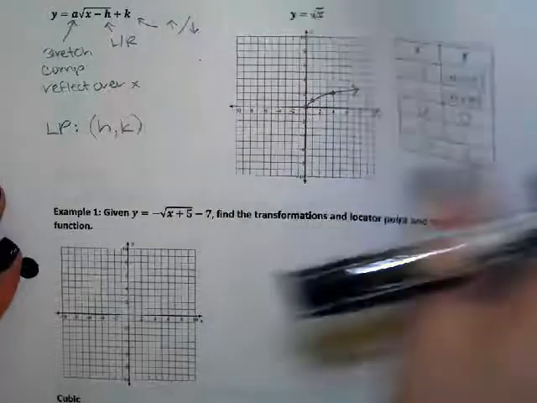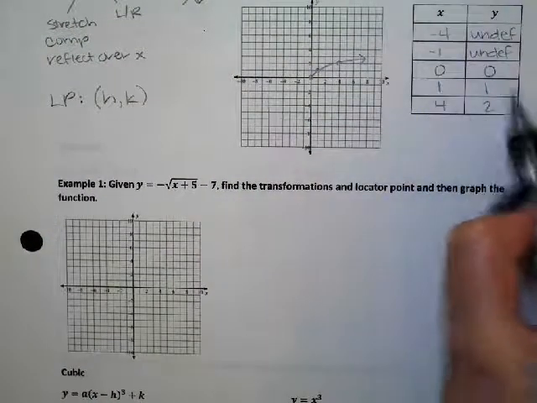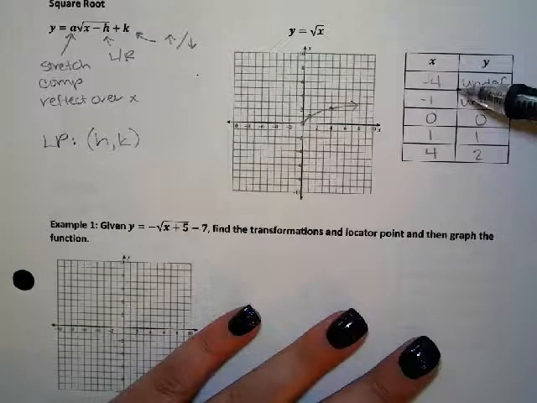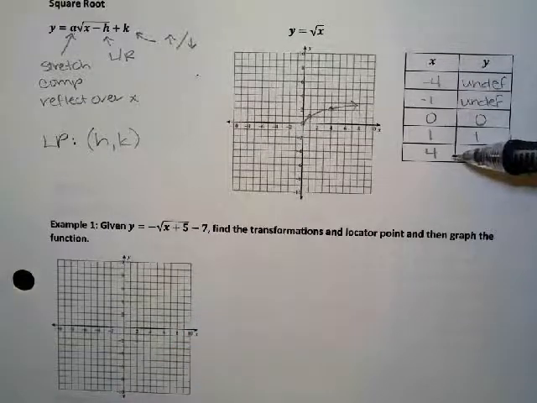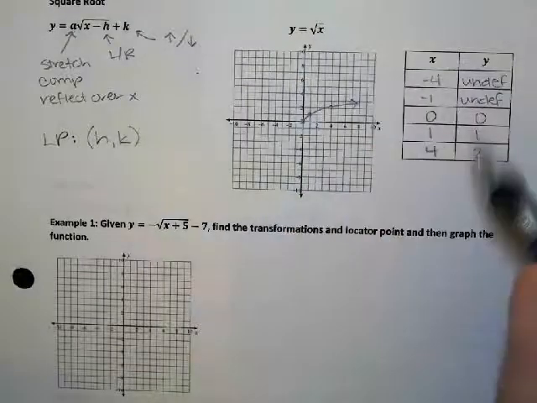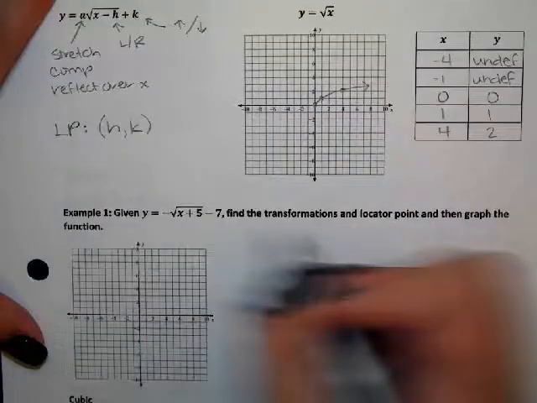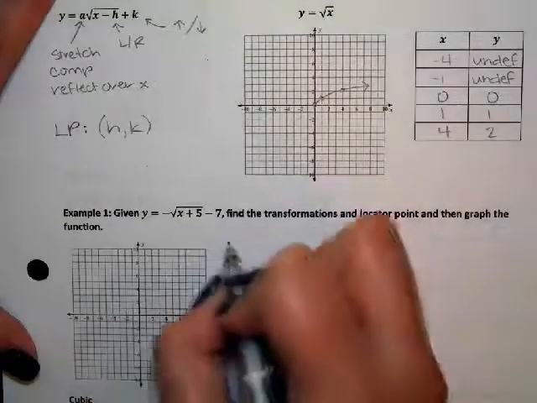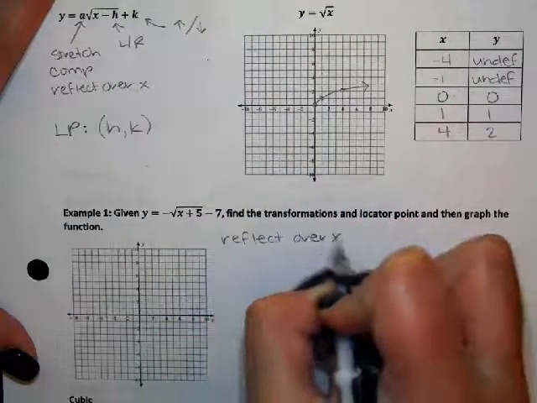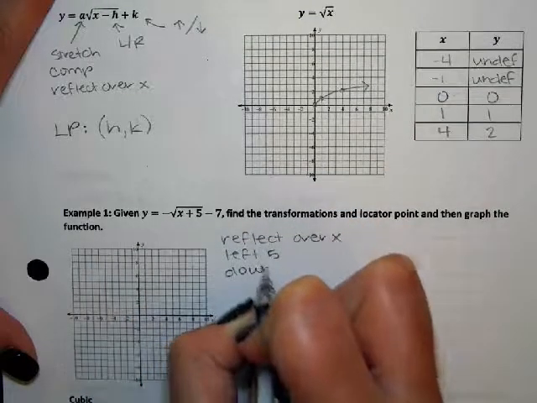So here, instead of having 5 points for our transformations, we're only going to use these 3. Miss Rice, do I have to memorize them? No, just like before, you're going to think of what numbers to plug in if you ever forget. You're going to think of what numbers you could plug into this parent function, and then you can transform those points, all right? So I'm going to list the transformations. I have reflect over x, left 5, and down 7.